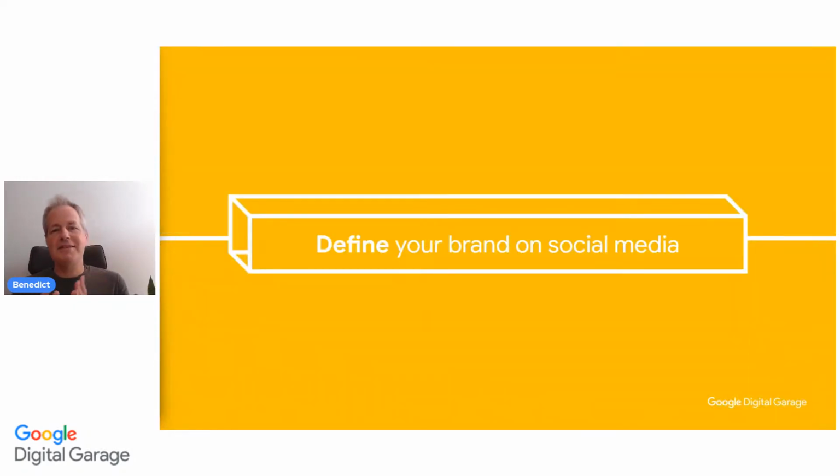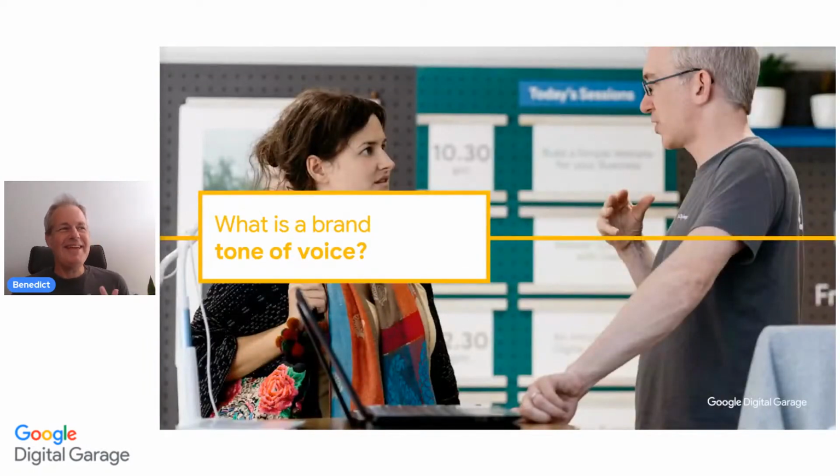All right, let us now get started with the first one here, defining your brand on social media. Now, what is a brand tone of voice? Let's think about this carefully. We'll describe it as the way your brand or business would speak if it were a real person like you or me. So it's the words they would use, how they would behave, how they would respond in certain situations, and how they would dress.